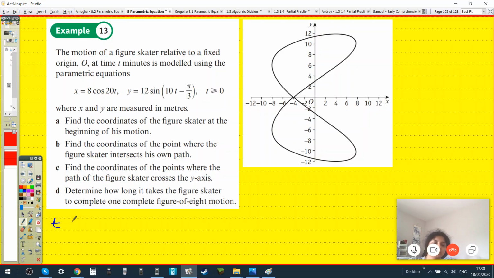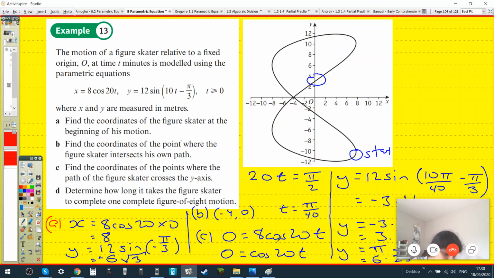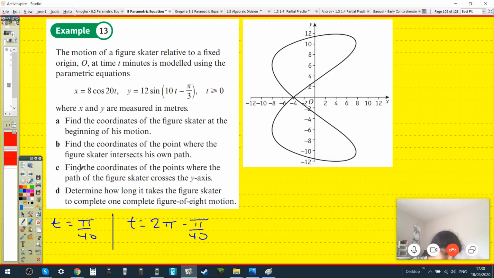So t was equal to pi over 40, was it? Mm-hmm. And so t will also be equal to 2 pi minus pi over 40, because that one we got with inverse cos. Which is 79 pi over 40. Yeah. Looks good to me. So let's see. Shouldn't there be 4 then? There should be 4. How can you get 2 more? No clue.